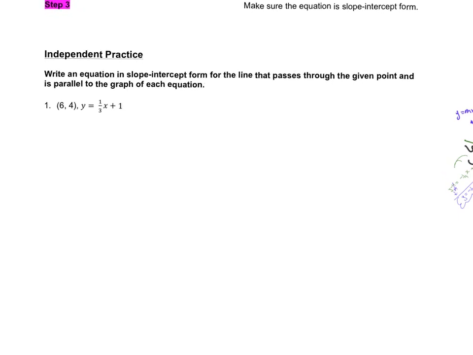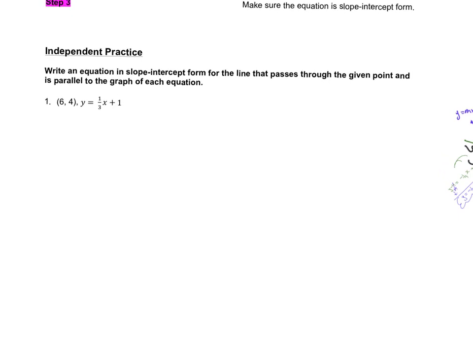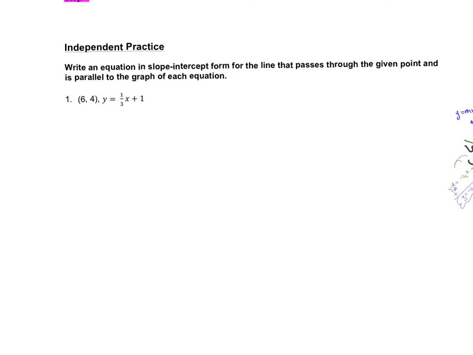Please make sure that you are doing the independent practice. It's really important that you understand how to do these, even though we will have time in class to review it. But make sure that you're understanding the most important things. Parallel lines have equal slopes. Perpendicular lines have opposite reciprocal slopes.